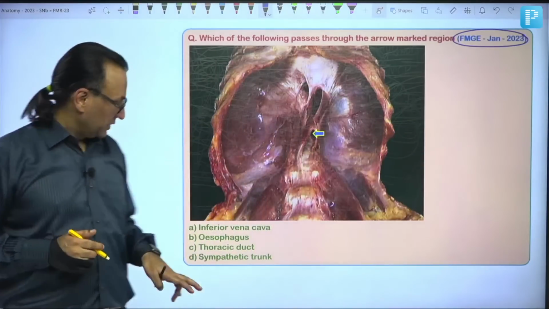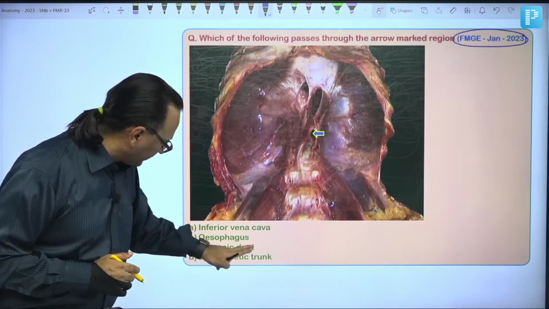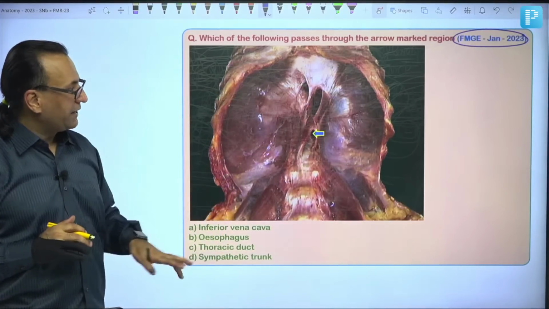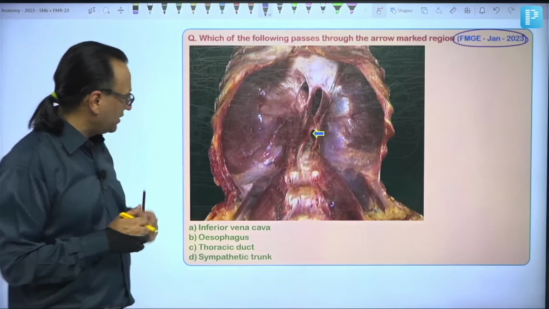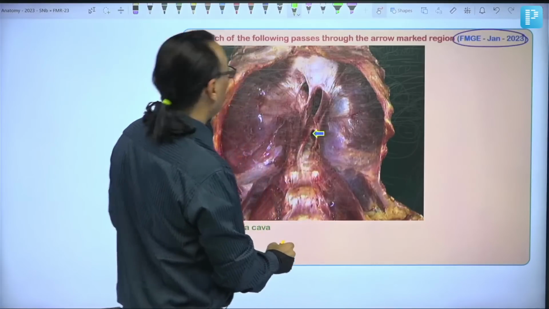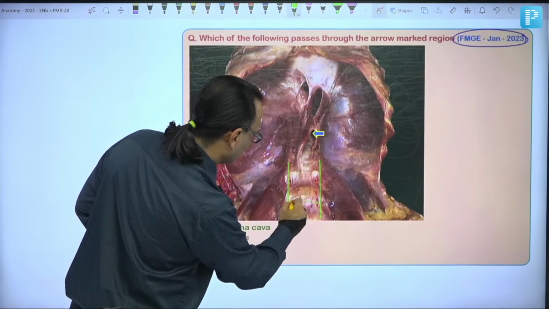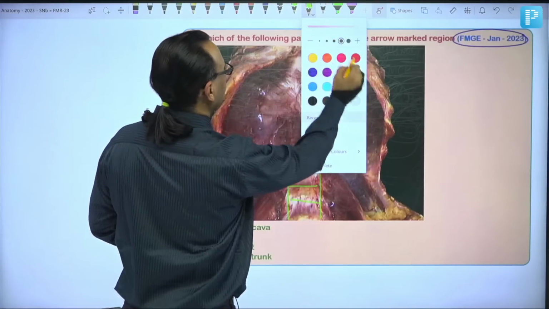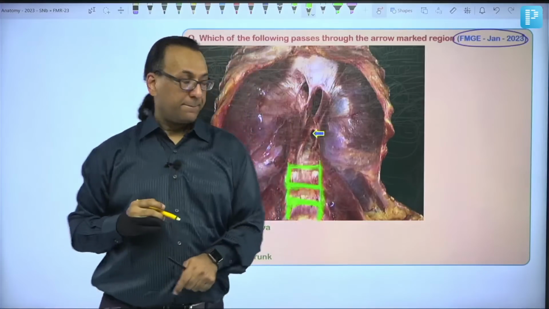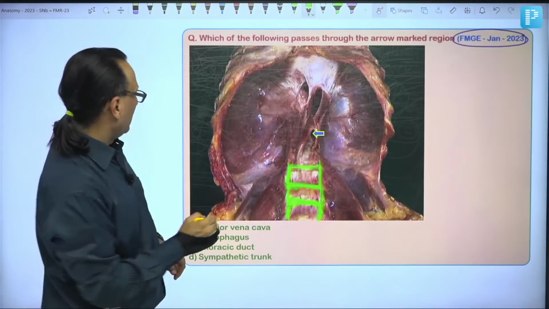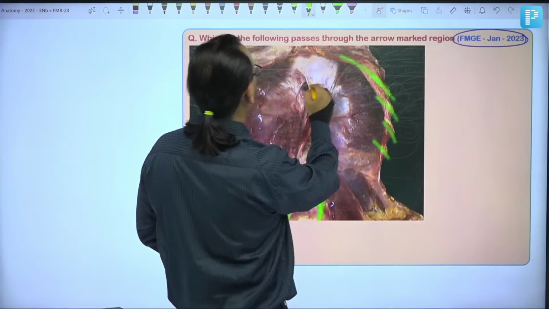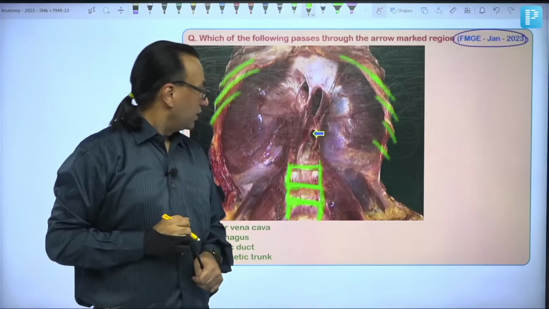What are we looking at? As you can see, inferior vena cava, esophagus, thoracic duct, sympathetic trunk, somehow it gives us some idea about some structures passing through some opening, and some arrow mark is there, some opening is also there, and you can see a lot of things here. The very first thing is vertebra. So, these are the vertebra. Now, which vertebra are they? Other thing what you see is ribs. These are the ribs.